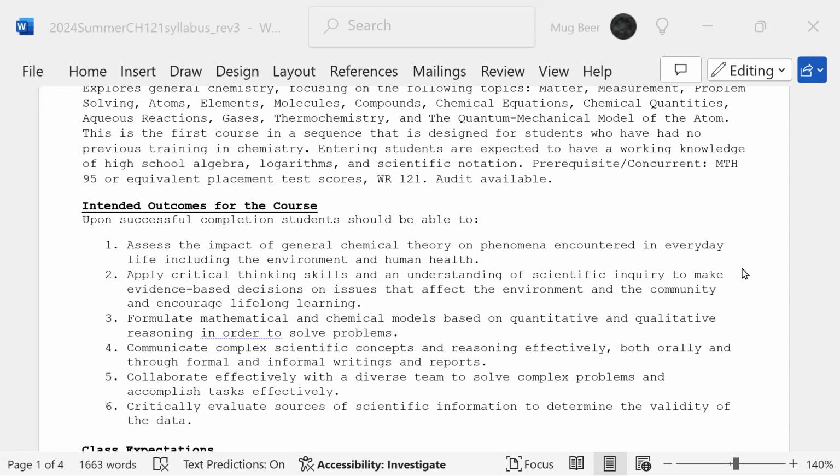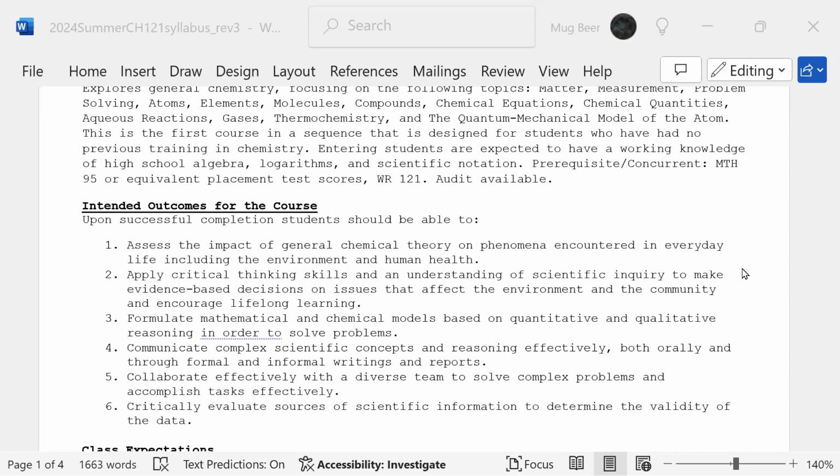Work collaboratively and effectively with a diverse team, solve complex problems, and accomplish those tasks effectively. There's a little bit less of this unless you're planning on meeting up with somebody to do your chemistry labs, which is great. We will be interacting with each other on the forums, and that's about it for the online class. And again, twice we're talking about critically evaluating sources of scientific information to determine their validity.